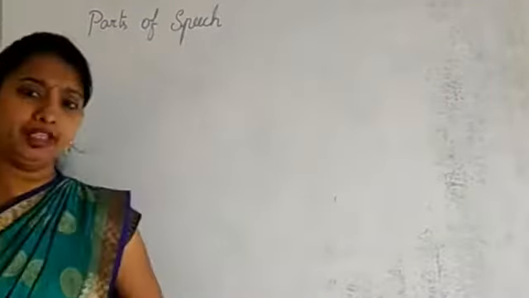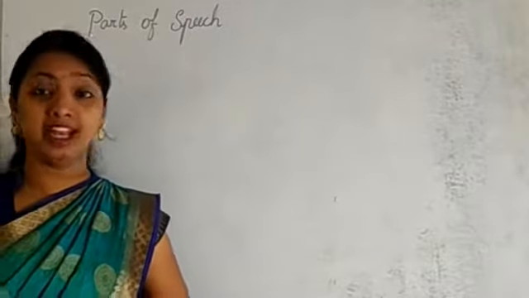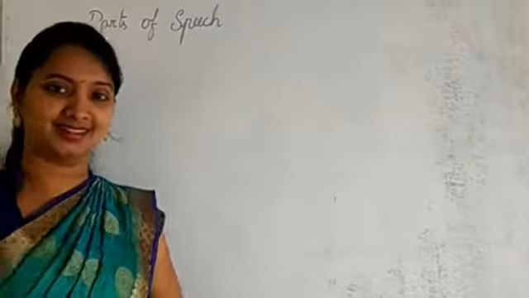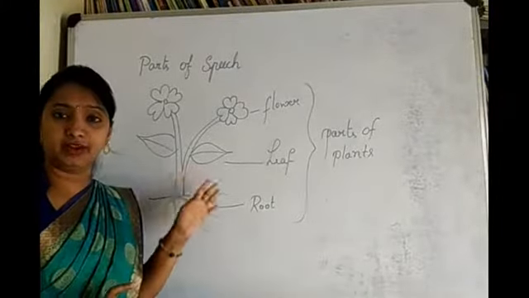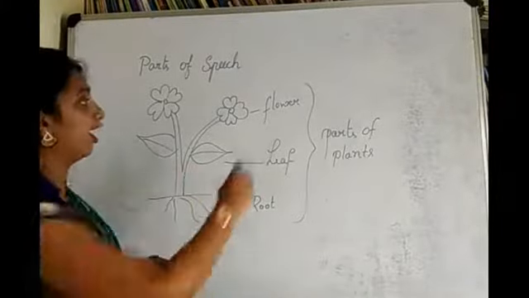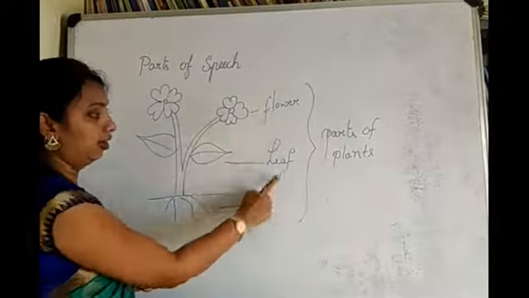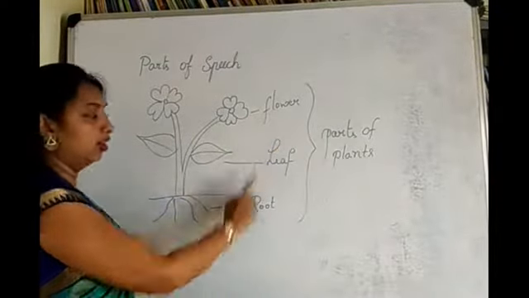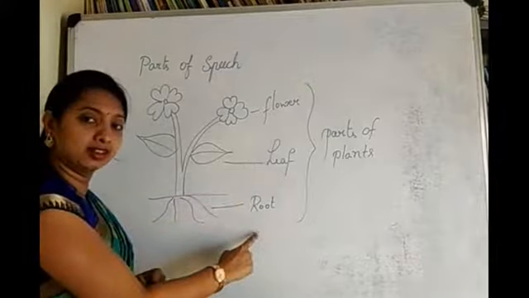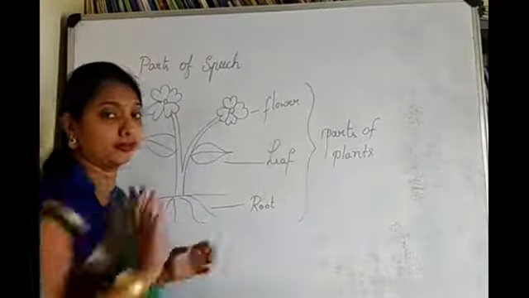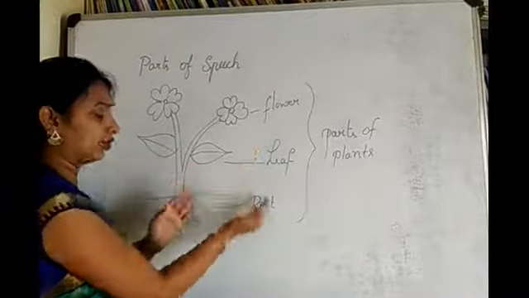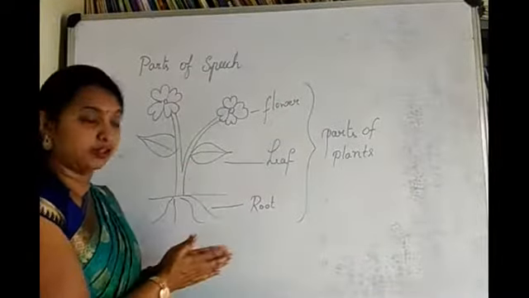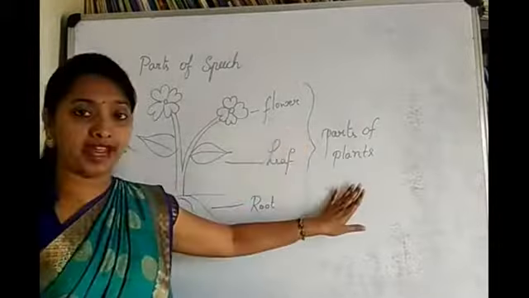Do you know the meaning of parts of speech? I'll make you understand very easily. Can you see this diagram now? This is the diagram of a plant. Here I have named it as flower, leaf, roots. What are these things? These things are the parts of plants, right? Because these are the names of the parts of plants. So, these are the parts of plants.